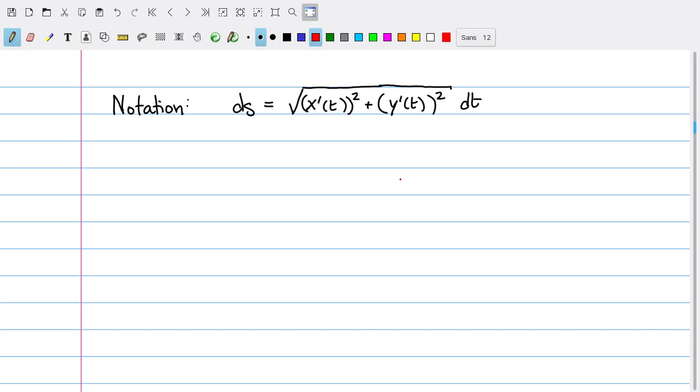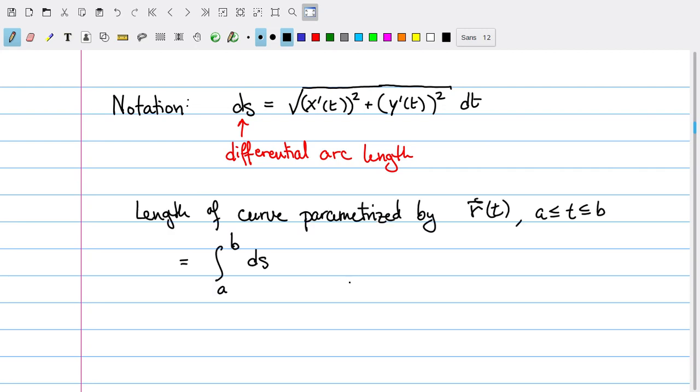Notationally, we write ds to mean the square root of x prime squared plus y prime squared dt. This describes a specific differential called the arc length differential. Then the actual arc length of that parametric curve is given by the integral from a to b of ds.